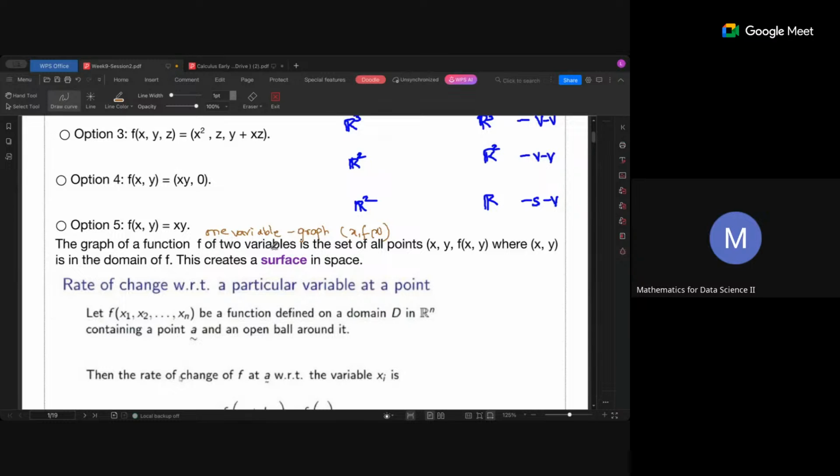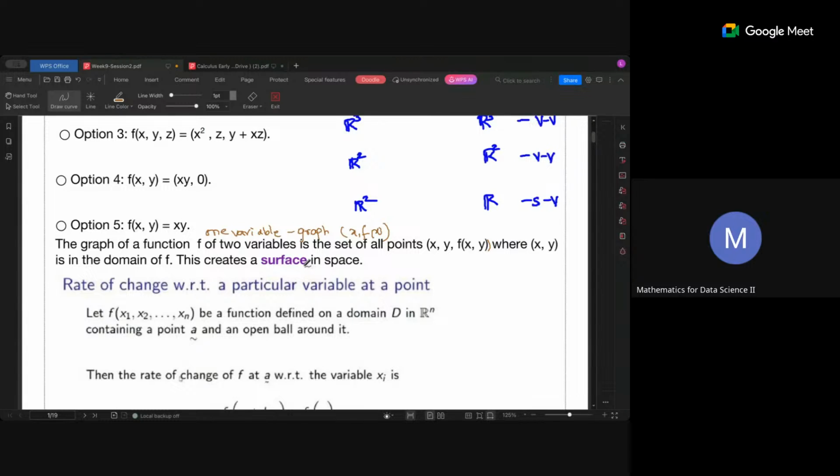Similarly, suppose you are considering functions of two variables. Then the graph of the function is the set of all points x comma y comma f of x comma y, where x comma y is in the domain of f. Whatever you get in the one variable case, you call curves. Similarly, what you get here in the graph are usually called surfaces, surfaces in space.